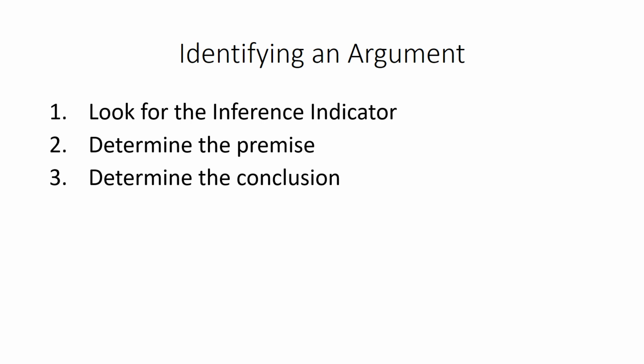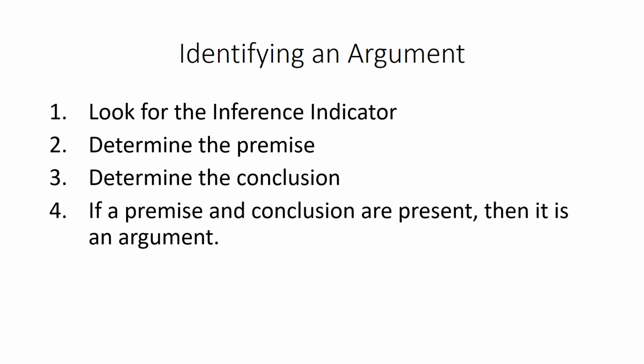Then after you've done that, if a premise and conclusion are present, it is an argument. If you can't determine a premise or a conclusion altogether in the same sentence, then it's not an argument. It's simply a statement. In order for it to be an argument, it must have a premise and a conclusion. Both have to be present. Because an argument is a claim, the conclusion, supported by another claim or claims, which are the premise or premises.